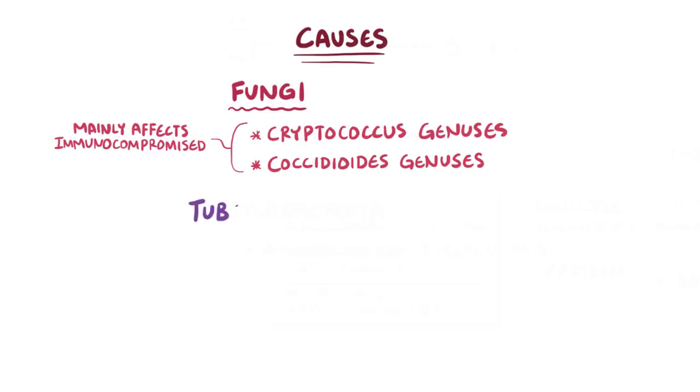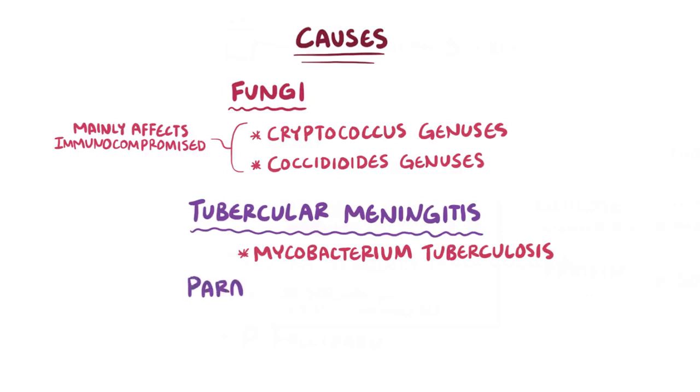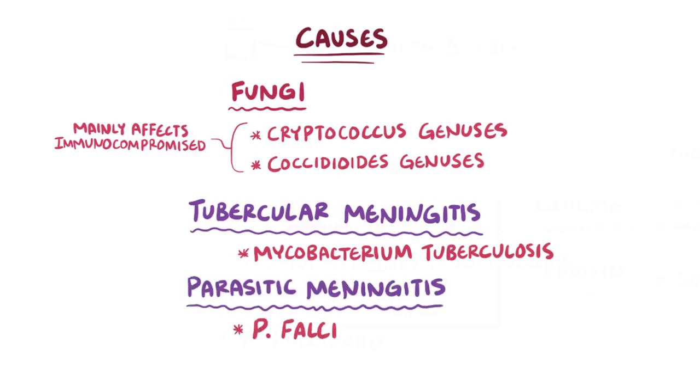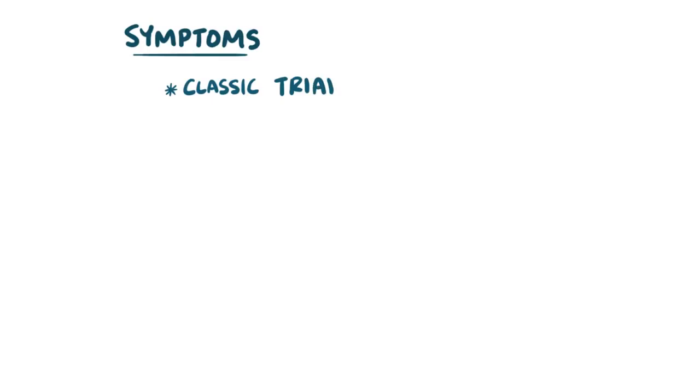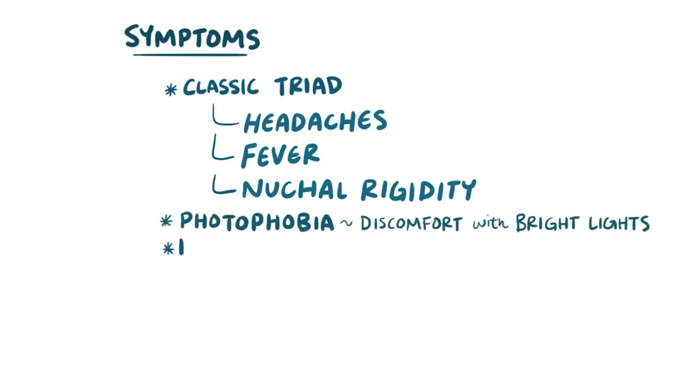And then, of course, there's tubercular meningitis, which is caused by the Mycobacterium tuberculosis bacteria. And finally, parasitic causes of meningitis like P. falciparum, which is the main cause of malaria. Now, the classic triad of meningitis symptoms are headaches, fevers, and nuchal rigidity, or neck stiffness. It can also cause photophobia, which is discomfort with bright lights, or phonophobia, which is discomfort with loud noises.